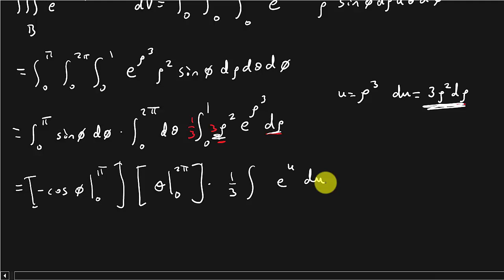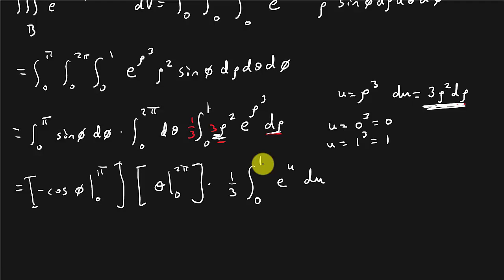And then I have to change my limits. And so u is equal to rho cubed. So I've got to take this 0 and plug it in for rho. So that's 0 cubed, which is 0. And u equals, then I plug the 1 in, 1 cubed equals 1. So the limits didn't change. I mean, they did, but they turned out to be the same numbers. That's not going to always be the case.